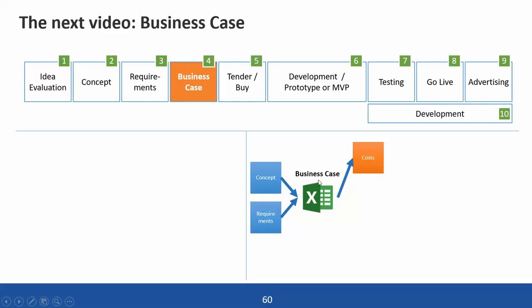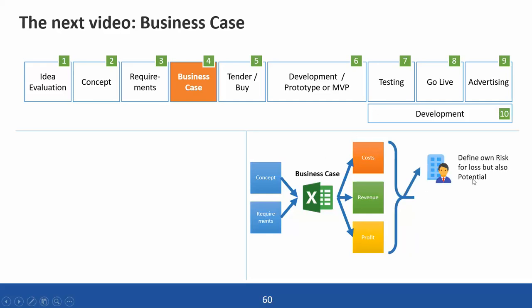I know in most literature you find that the business case is more like a mixture of concept and financial status, but we have divided it. Concept is really the strategic thing, and the business case is really the numbers: the costs, the revenues, the profit for different years, starting with year 1 to year 10 or year 5, and perhaps in different scenarios. With this you can really define your own risk for loss, the potential of your whole application and your business, but also the financial background you need. And with this you can go to investors and banks and ask for investment and loans.